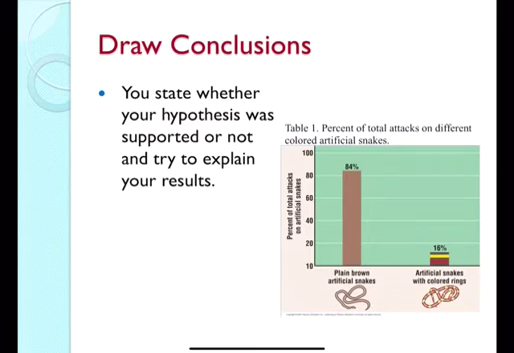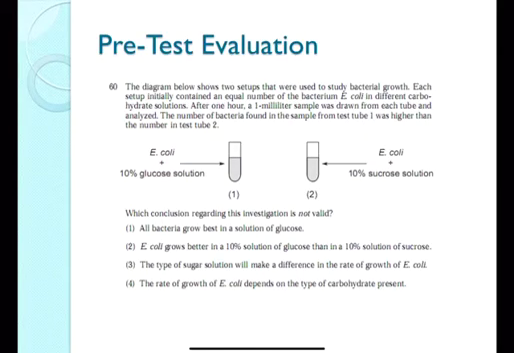So then we need to draw our conclusions and state whether or not our hypothesis was supported. Okay, so if I look at my plain brown artificial snakes, 84% of them were attacked, as opposed to only 16% of my colored ring snakes. So that does lend evidence to my hypothesis that the color does impact the rate of predation. Okay, the answer could have been unequivocally no. It could have been that it has absolutely no impact on it.